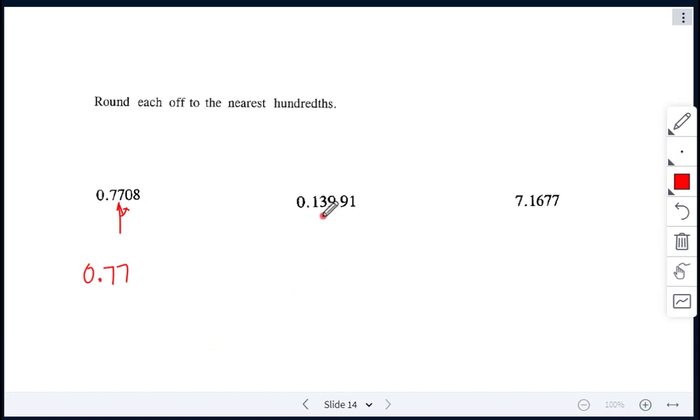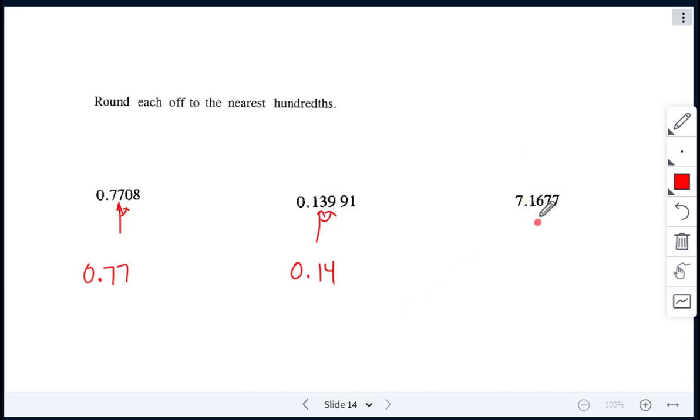All right, so next we have 0.13991. The 3 there is in the hundredths position. Look to the right, we have a 9. So therefore, we have to round up. So the 3 goes to a 4. So our rounded here would be 0.14.